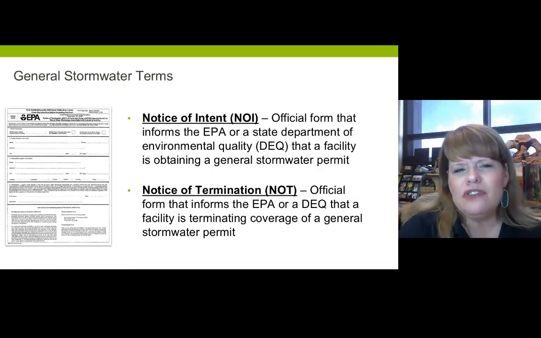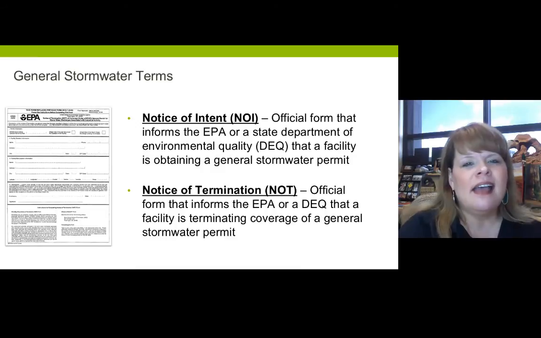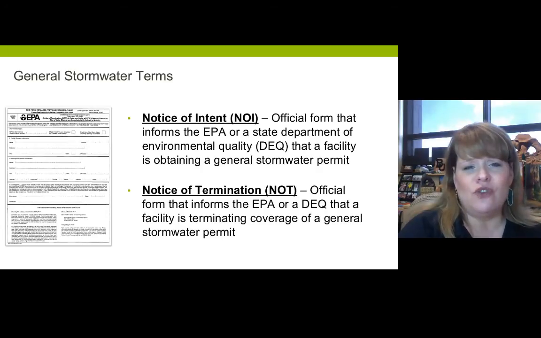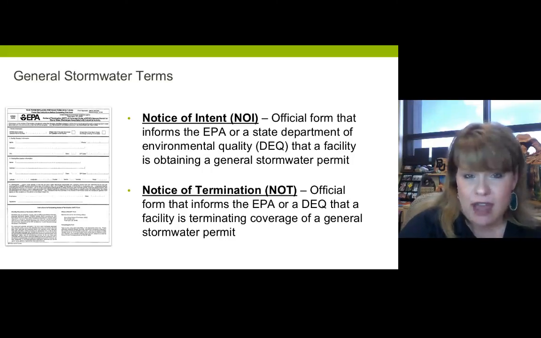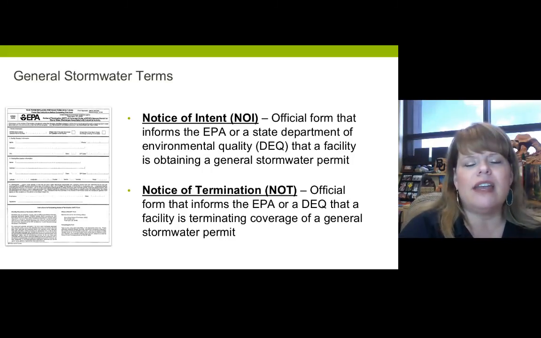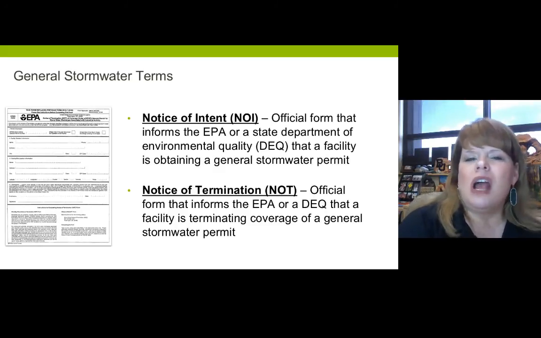So there's something in the stormwater rules called a notice of intent and a notice of termination. An NOI, or a notice of intent, is the official form that actually begins your coverage for stormwater because it informs the EPA or State Department of Environmental Quality, known as a DEQ, that your facility is obtaining a general stormwater permit.